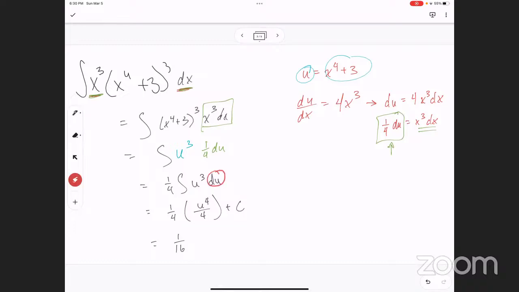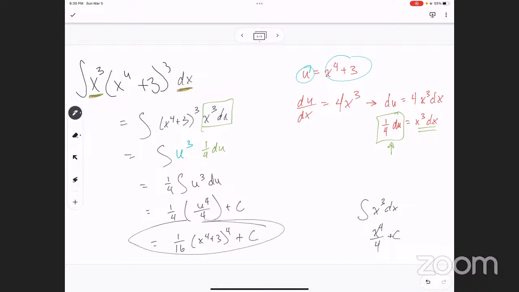Do you remember this? If I asked you straight up, what's the integral of x cubed dx? What would it be? It would be x to the 4th over 4, plus c. That's all I'm doing because I have u. These are the same. Got it. And what's my u again? It's x to the fourth plus 3. So x to the fourth plus 3 to the fourth plus c is your answer.